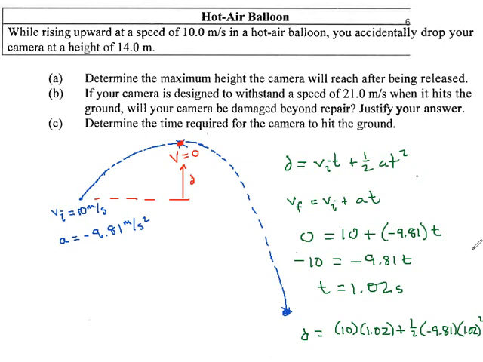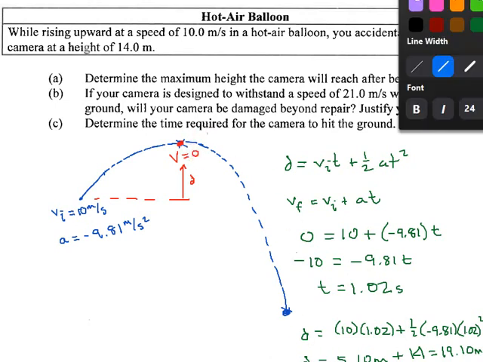Okay, plus 10 times 1.02 is 10.2. I get 5.30 or 5.10. 5.10 meters. Now, important thing, that's 5.10 meters from here, and they said this point was 14 meters above the ground. So the real max height would be 14 plus 5.10, which gives us 19.10 meters. So that's the highest that this object ever gets.